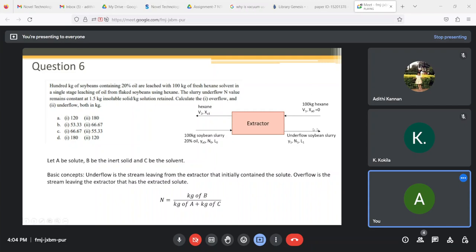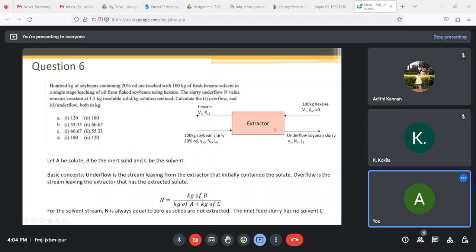Generally you have fresh solvent or solvent with a tiny amount of oil present, but you will definitely not have inert solids in your solvent. So kg of B will always be 0 for your solvent streams, so N is 0 in those cases. For the solvent stream, N is always equal to 0 as solids are not present, and solids are not extracted also.